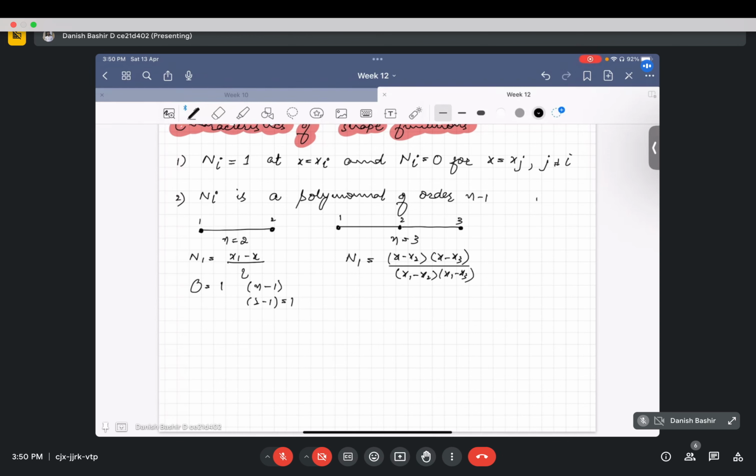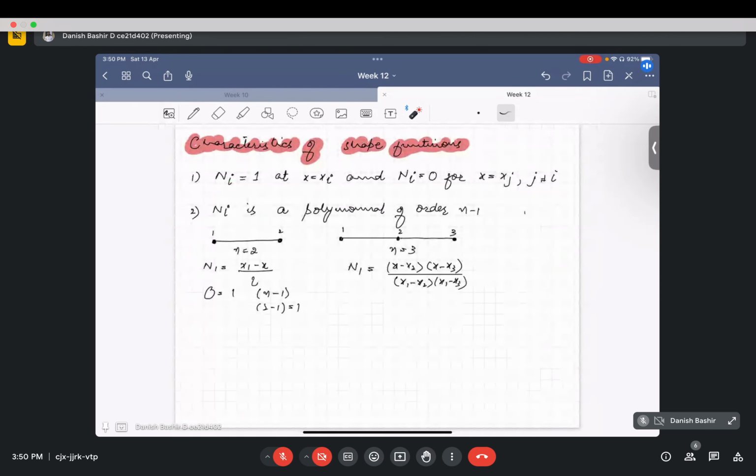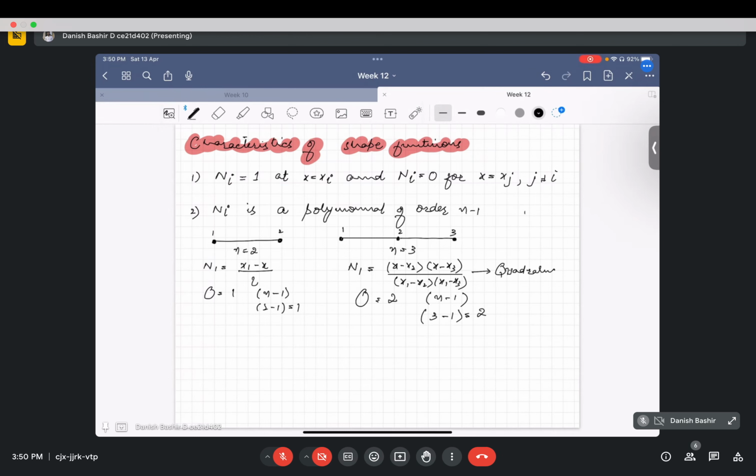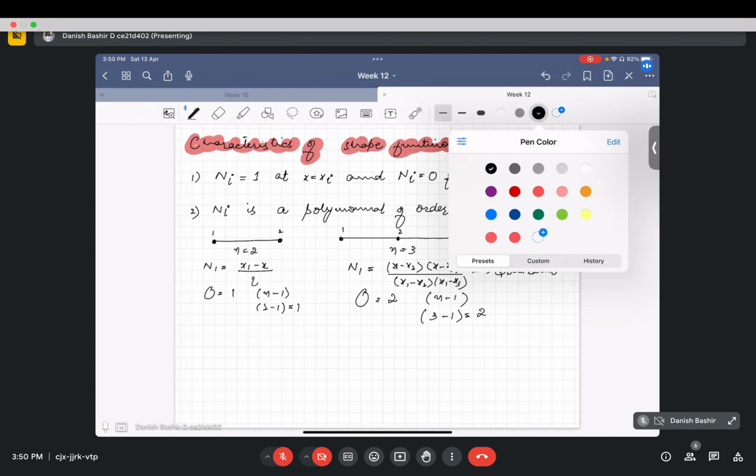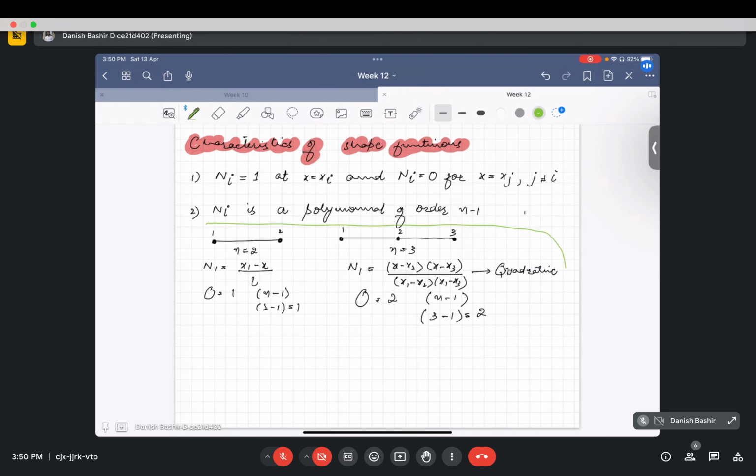So if you take the product, it will become a quadratic polynomial. So order here is equal to 2, which is actually equal to n minus 1, because n here is equal to 3. 3 minus 1 is equal to 2. So this is a quadratic polynomial. I hope you got the additional information that I wanted to convey to you guys.